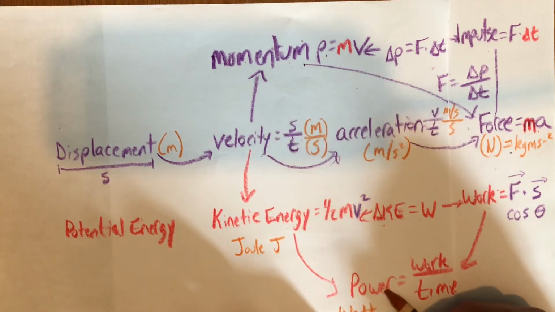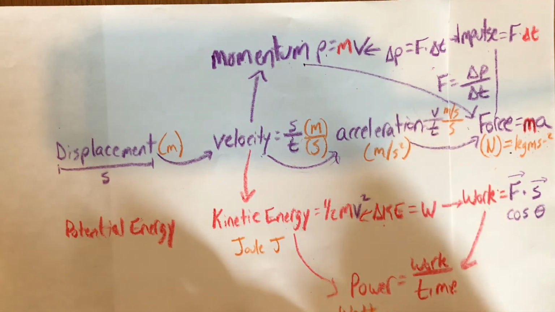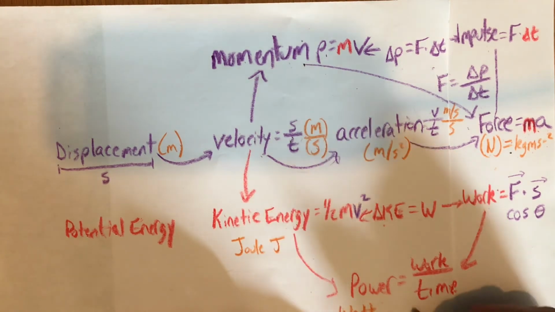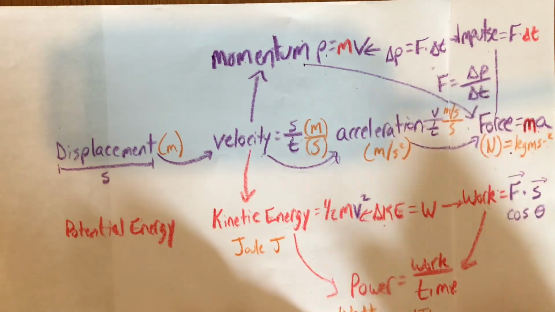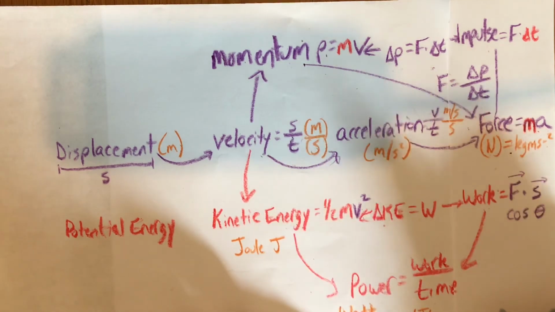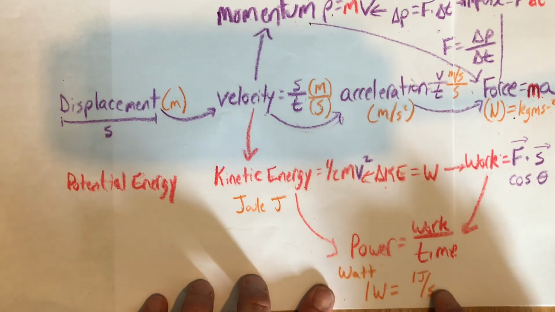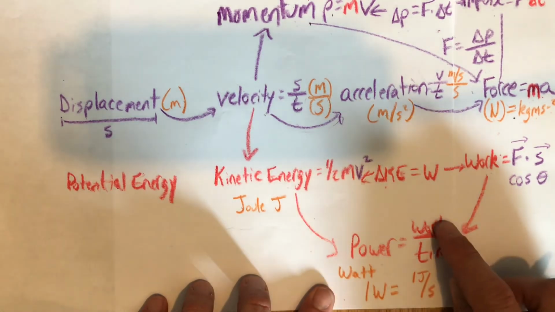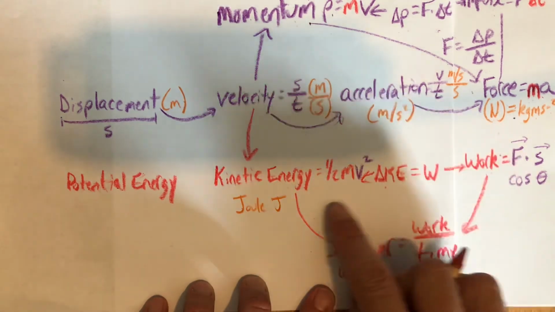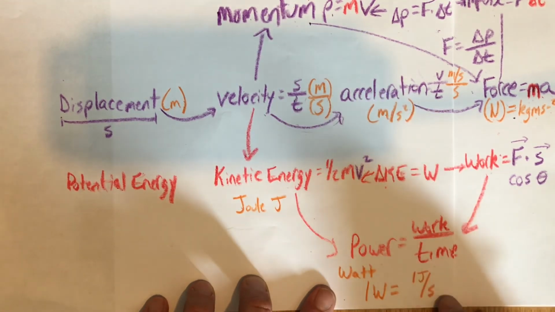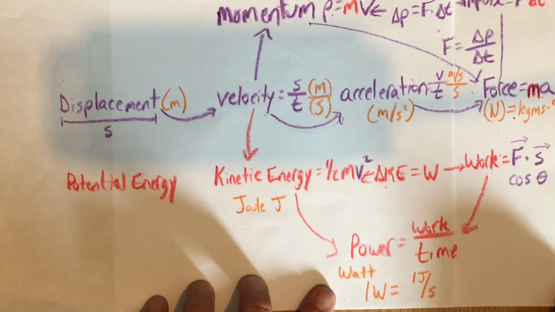And so if power is work divided by time, then we could think about 1 watt of power as being equal to 1 joule of work per second of time. So 1 joule per second is a watt, because a joule is the unit of work or energy, work and energy being the same thing via this work-kinetic energy theorem. So a joule per second is a watt of power.